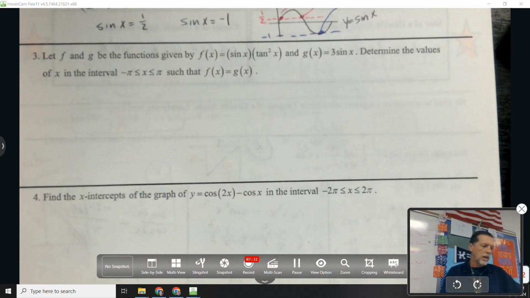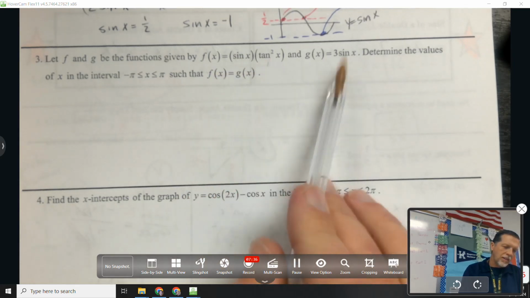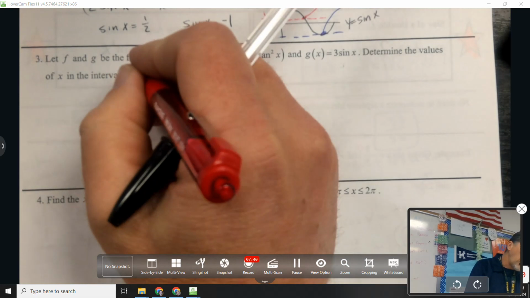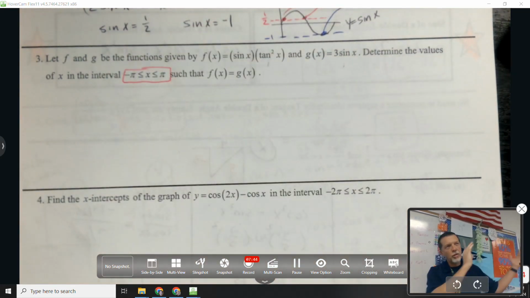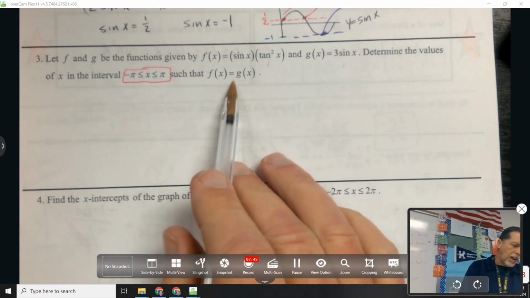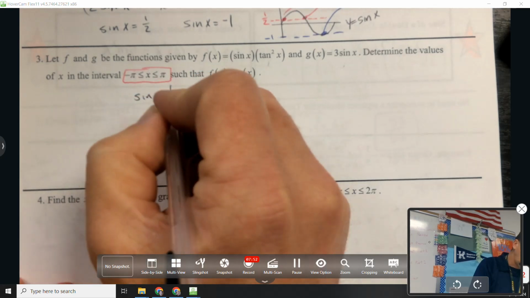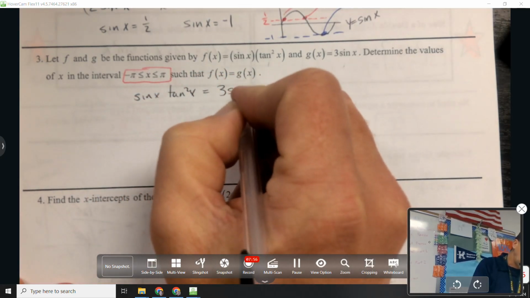Number 3. Let f and g be the functions given by this and this. Find the values between negative pi and pi. Okay, so we got to be careful here. This is different, we're not 0 to 2 pi anymore. We're negative pi to pi, such that f equals g. Okay, so sine of x tan squared of x equals 3 sine of x.